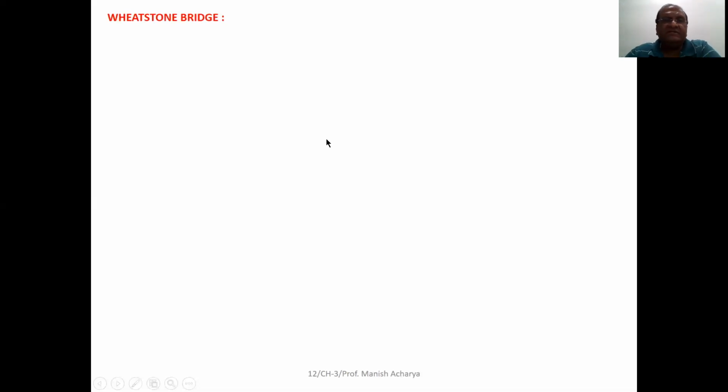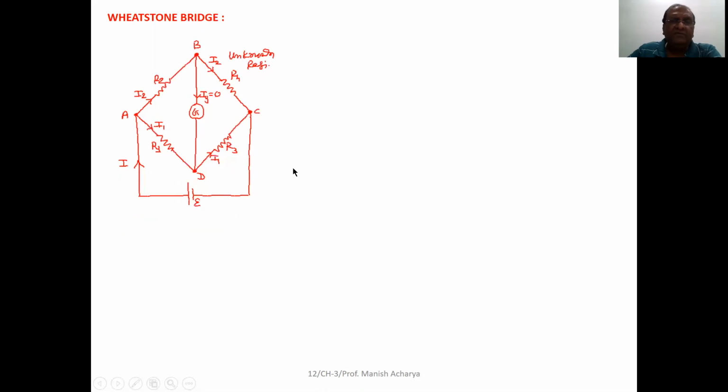Next topic, that is Wheatstone Bridge. Wheatstone Bridge, that is the circuit with the help of which one can find the unknown resistance. So first we have to understand theoretically the circuit of the Wheatstone Bridge, and then after we will discuss the experimental circuit which we use in laboratory.